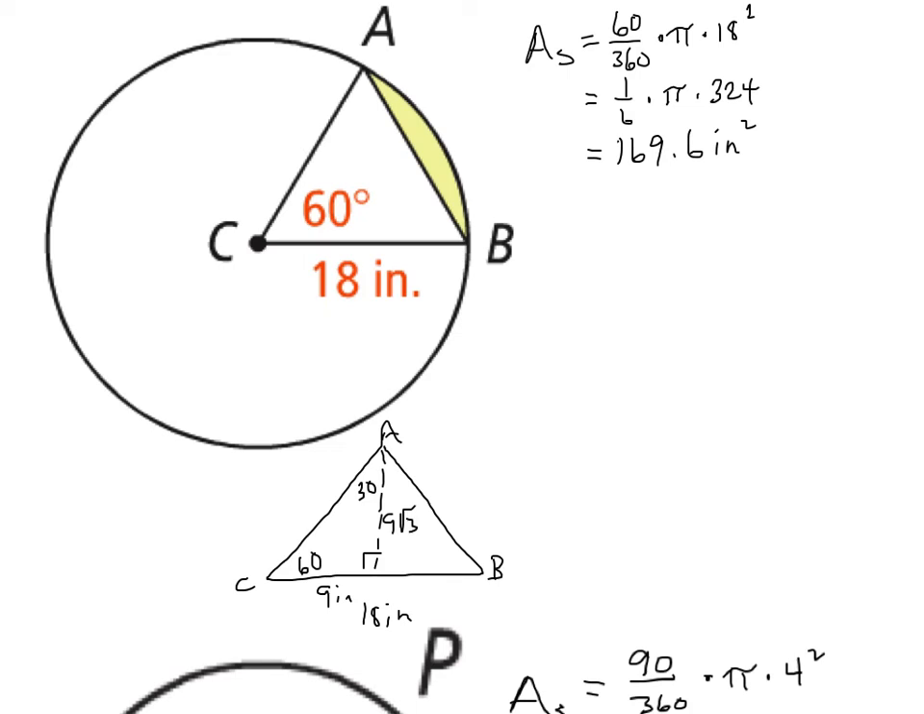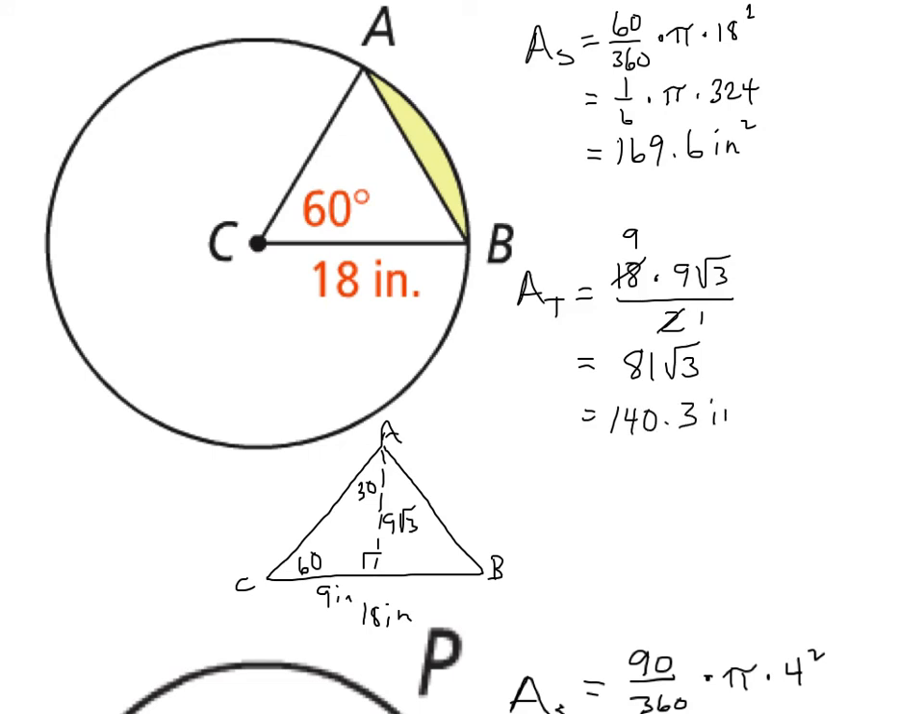So when I go to find the area of the triangle, the base of the triangle is 18 times the height, 9 square root of 3, and then we're going to divide that by 2. Well, 18 times 9 square root 3 is 81 square root of 3. Really the 2 divides into the 18 and becomes a 9, so it's really 9 times 9, which is 81 square root of 3. If I calculate that to the nearest tenth, that's 140.3, in this case inches squared.